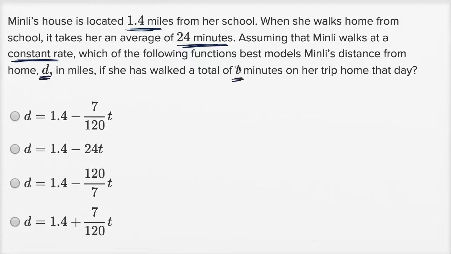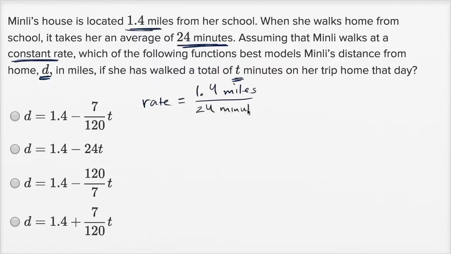So t is going to be in minutes, so all our units are going to be minutes and miles, and that's good because they gave us things in terms of minutes and miles. If this was in seconds or hours, we would have to do some conversion. So let's just think about her constant rate that they're talking about. The rate that Minley walks, well, she covers 1.4 miles in 24 minutes.